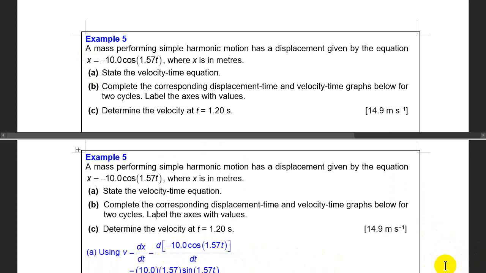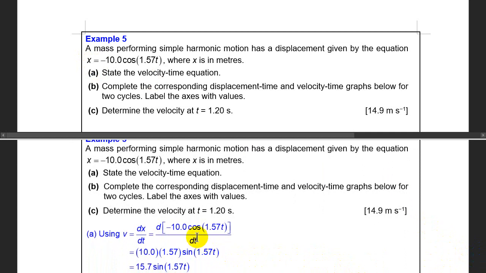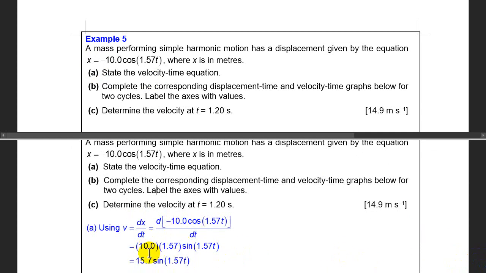Differentiate cosine, we get minus sine. So minus minus becomes positive. So we have 10.0, take out 1.57, then we have 15.7 sine 1.57t. Okay, so when we are given an x in terms of time, the equation, we just do dx/dt, differentiate, and we get velocity.